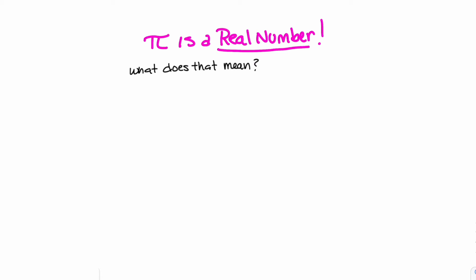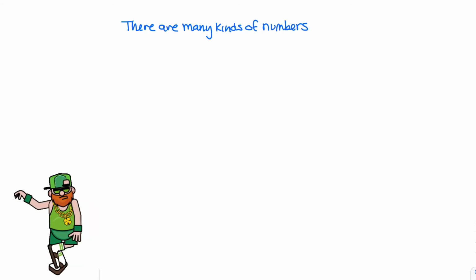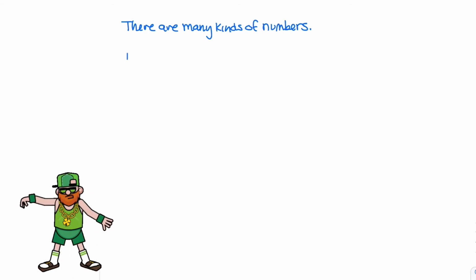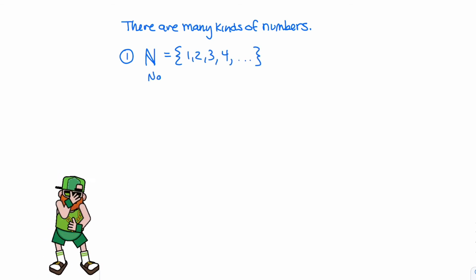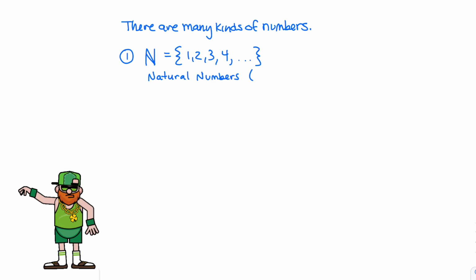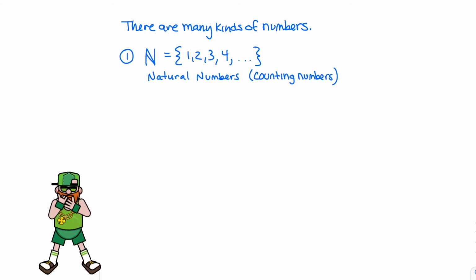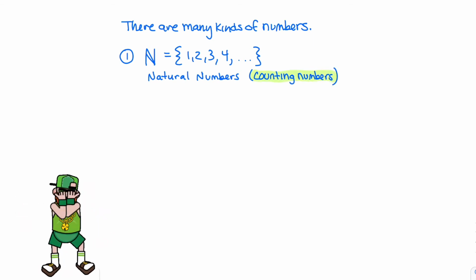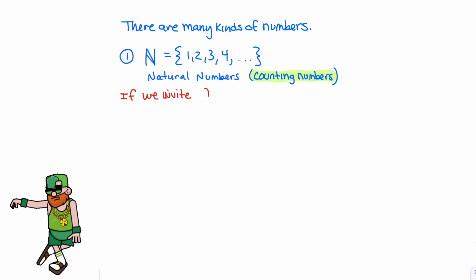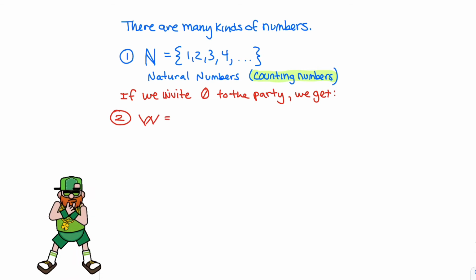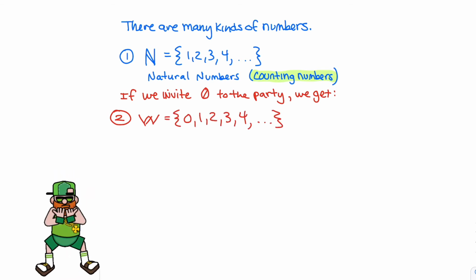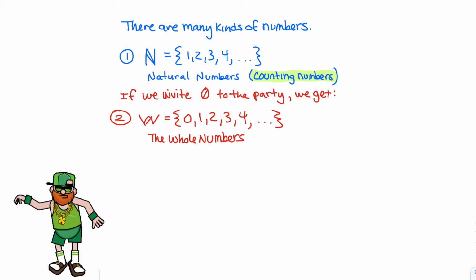So now, pi is a real number, but what does that mean? Well, let's take a look at a few kinds of numbers first to get a sense of what numbers are like. We have the natural numbers, 1, 2, 3, 4, etc., and these are also known as the counting numbers for obvious reasons. Next, if we include 0, if we invite 0 to the party, then we get what are known as the whole numbers, 0, 1, 2, 3, 4, etc.